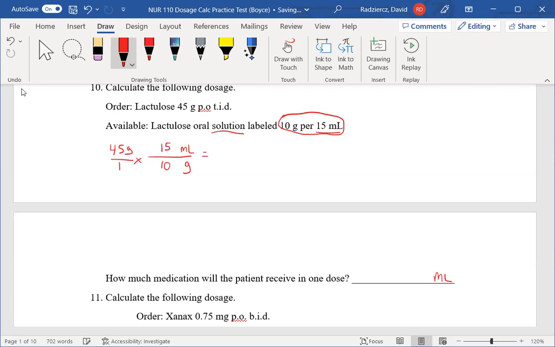I'm going to take 45 times 15, gets 675, divide by 10. And then my answer is going to be 67.5 milliliters.